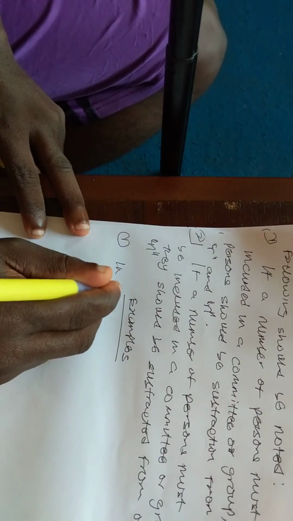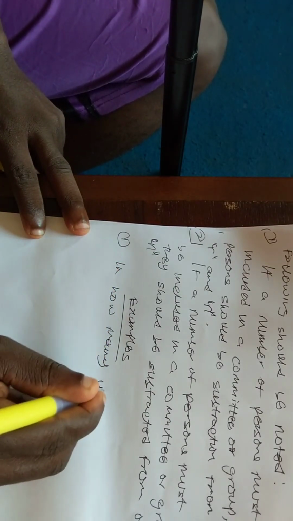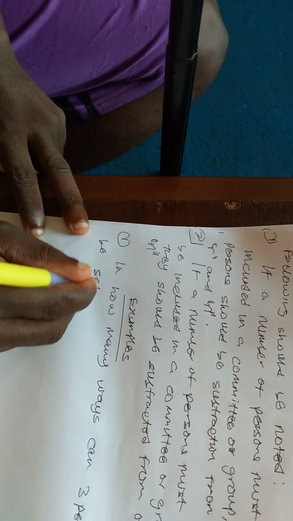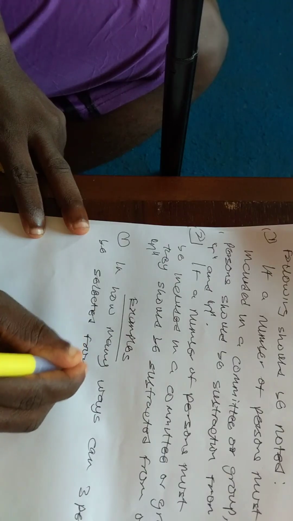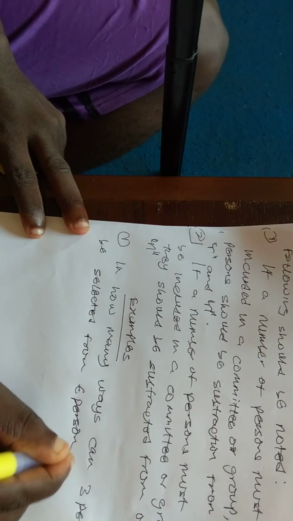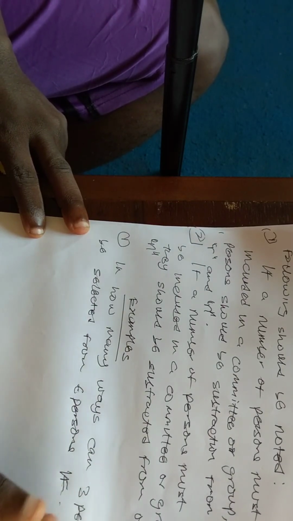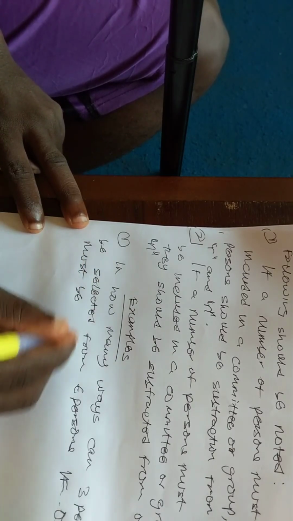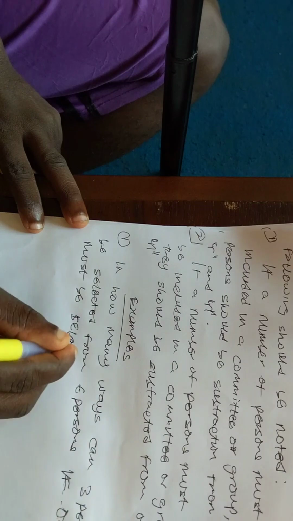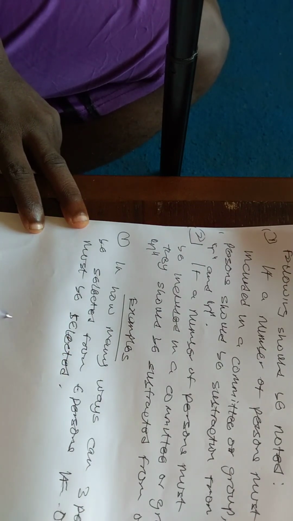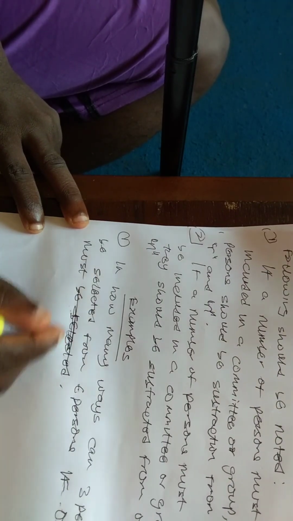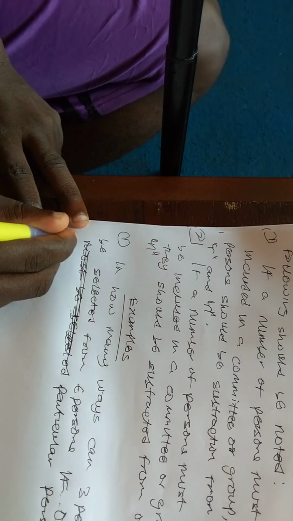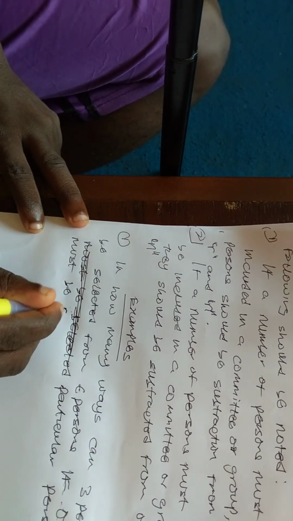Number 1, in how many ways can 3 persons be selected from 6 persons if 1 particular person must be selected?